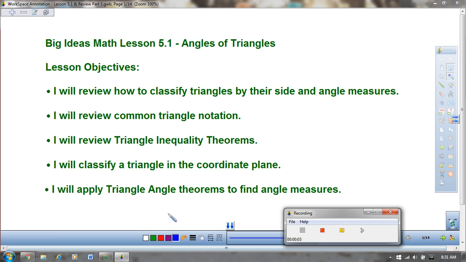This lesson is also going to help us review triangle inequality theorems, and then we're going to focus on classifying a triangle in the coordinate plane and applying triangle angle theorems to find angle measures.